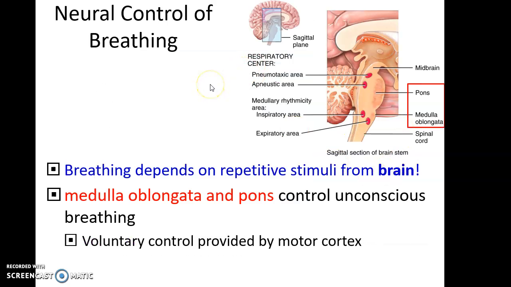All right, controlling our breathing. Surprise, surprise. It is structures in the brainstem that help control breathing within the pons and the medulla oblongata. Because breathing we can control without thinking about it. It is something we can unconsciously control. Although if we really want to, we can voluntarily affect our breathing.